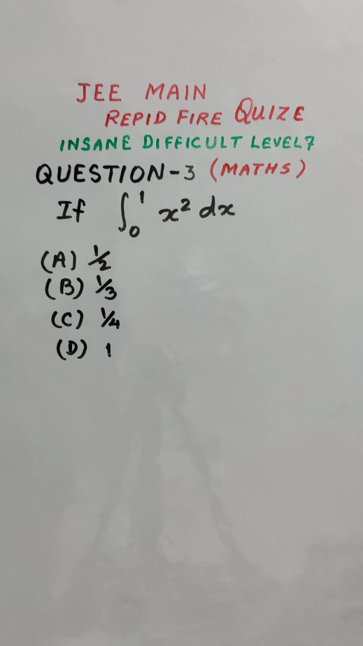There is an easy question from mathematics. Integration, limit 0 to 1, x square dx is equal to: option A, 1 upon 2, option B, 1 upon 3, option C, 1 upon 4, option D, 1. Your time starts. Your time is up. Answer B, 1 upon 3. Let us see how it is.